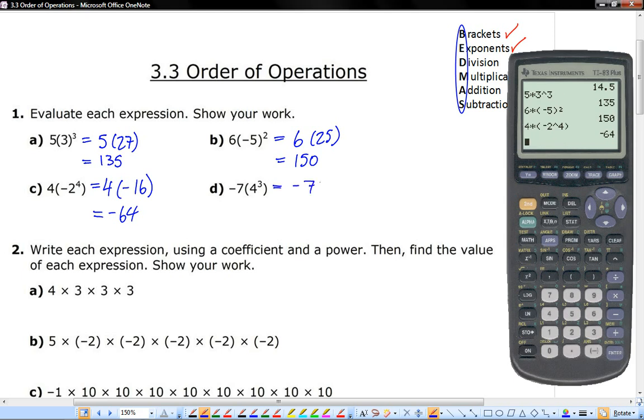Now we've got negative 7 times 4 cubed. 4 times 4 is 16, times 4 is 64. Multiply that by negative 7, and you get negative 448.